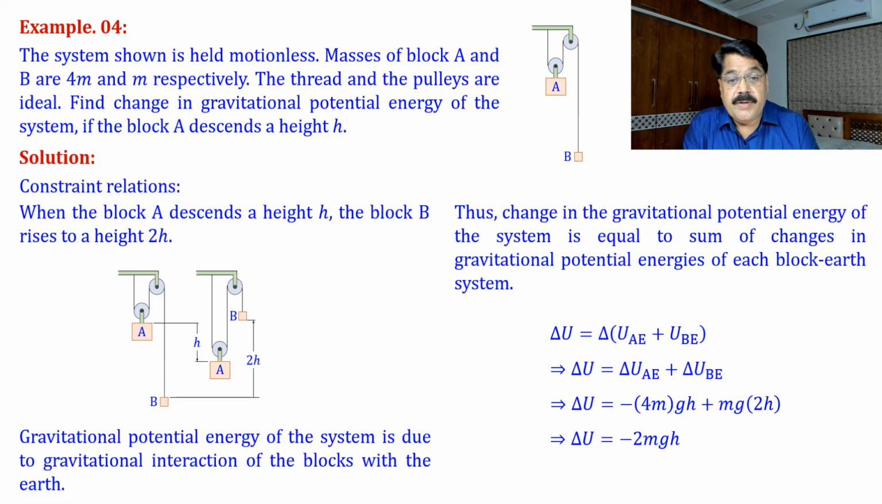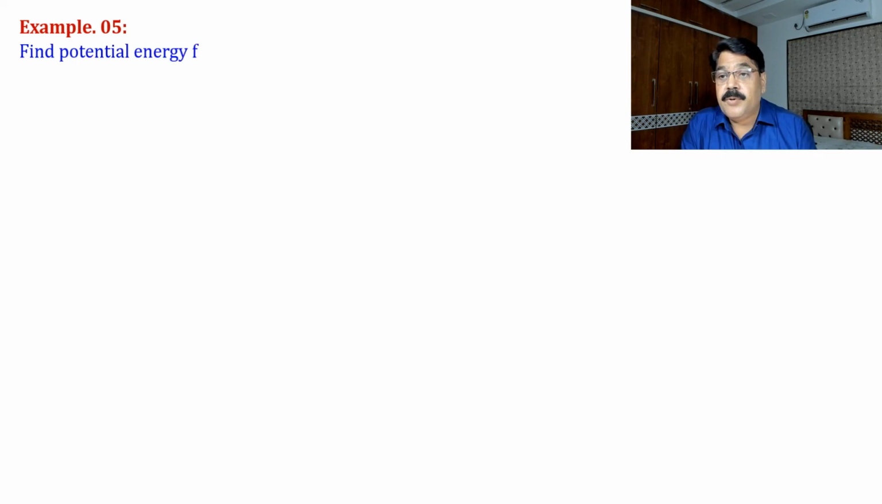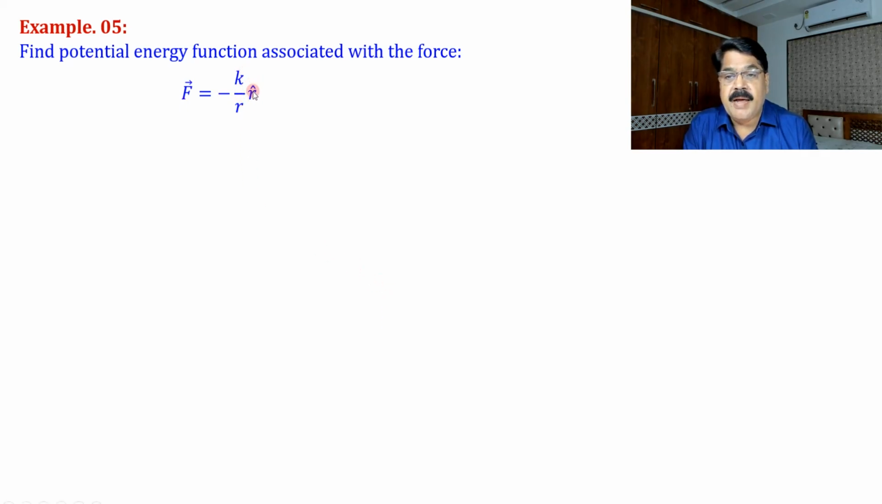Now we proceed with the next example. Example 5. Find the potential energy function associated with the force. What is the force? F vector is equal to minus K by R, R cap, where R cap is the unit vector along R away from the origin.